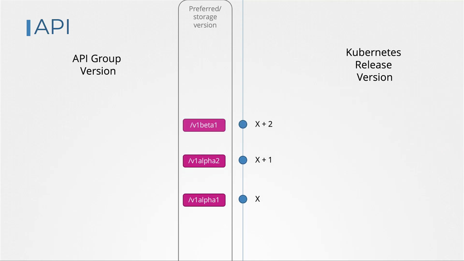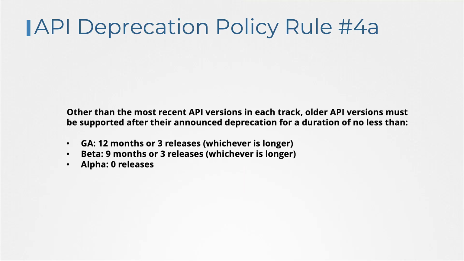So now in the X+2 version, we released the first beta version of our API group. It's called v1 beta 1. And now, since the previous version was an alpha version, which is v1 alpha 2, it is not required for that version to be part of the new release. And same as before, the release notes must be updated to notify users to migrate from v1 alpha 2 to v1 beta 1. Now that we are in beta, going forward, things are going to change, because rule 4a states that beta versions need to be supported for 9 months or 3 releases, whichever is longer.